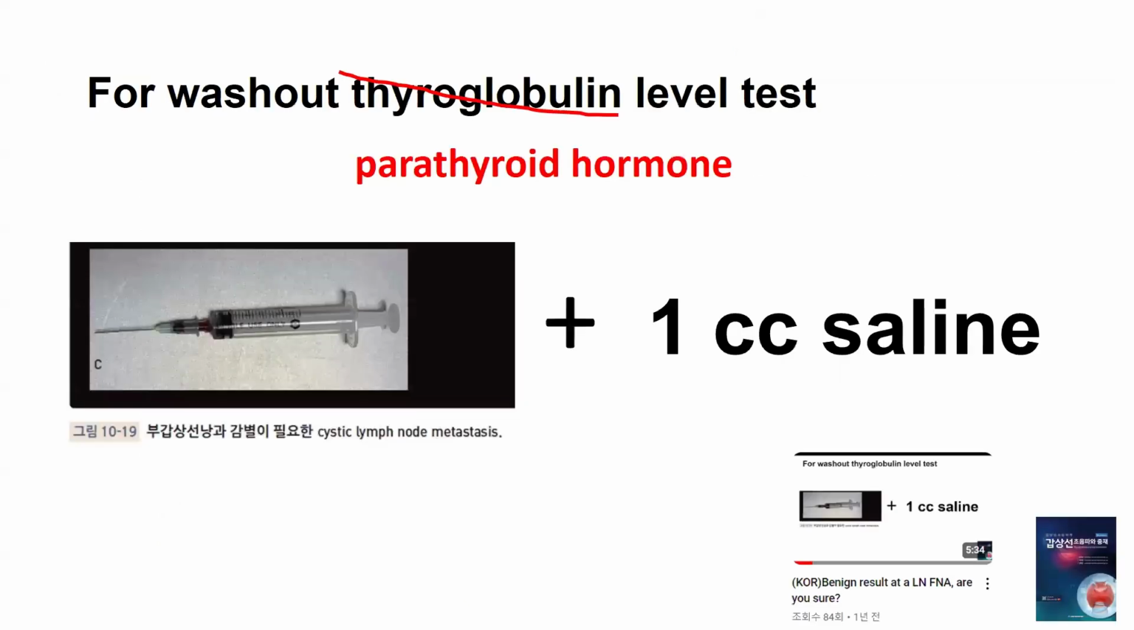It's very simple to do the parathyroid hormone level test at FNA washouts. I showed you a video that was to test the thyroglobulin level at FNA washouts when lymph node metastasis from thyroid cancer was suspected. It was the same way: the remaining aspirates were rinsed with 1 cc saline.